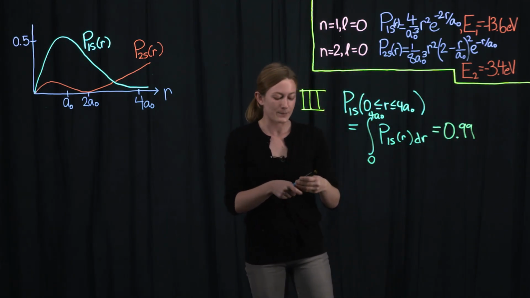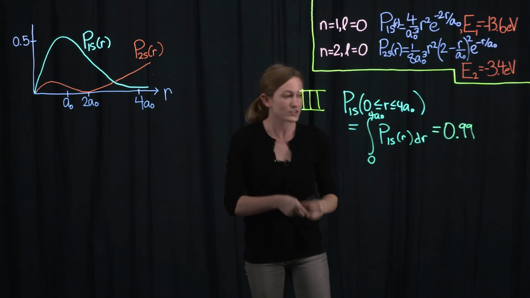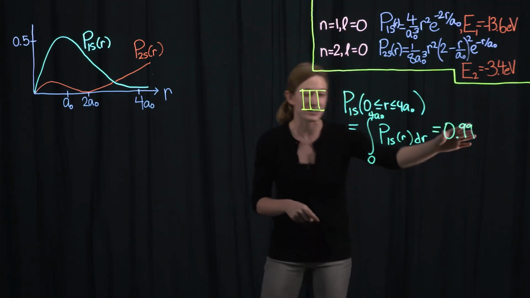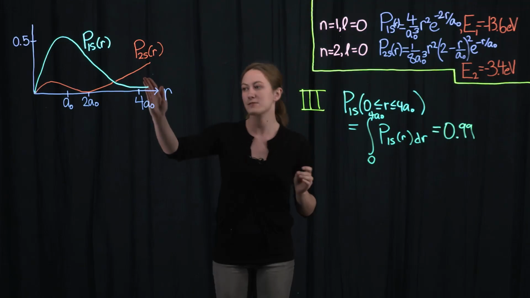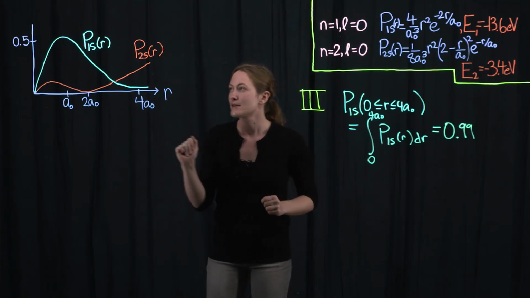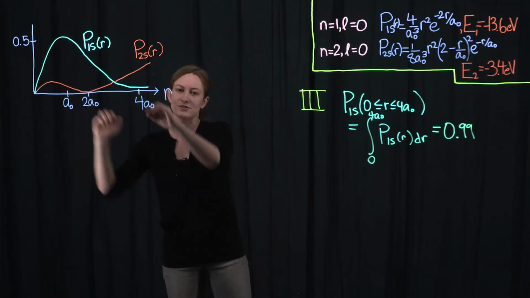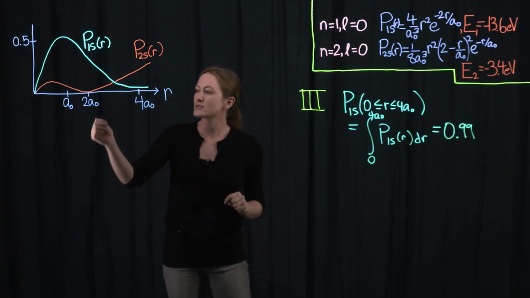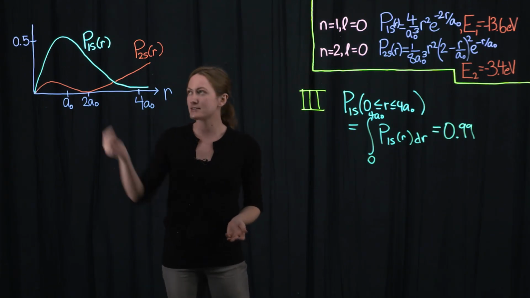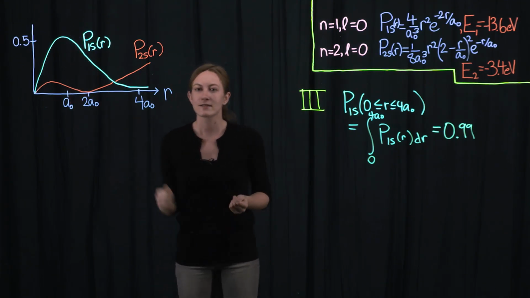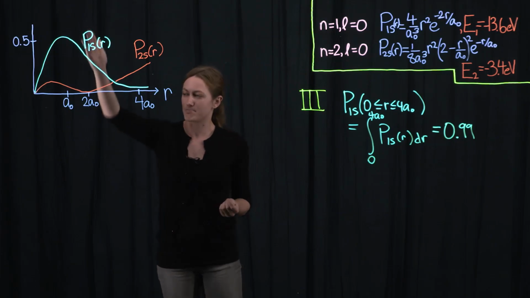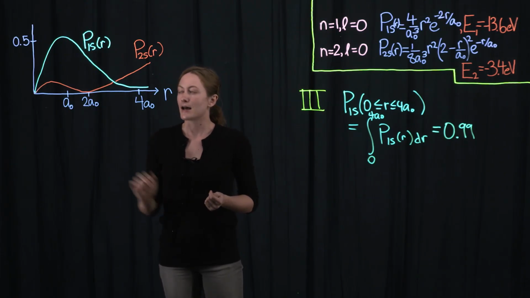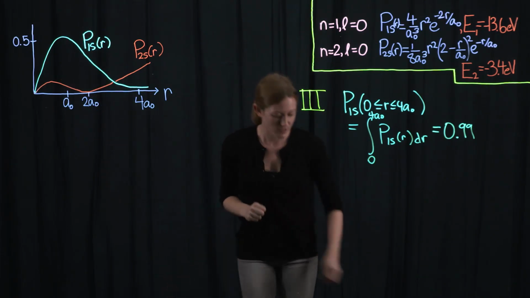The answer for the ground state is 0.99. So the point is, the electron has a 99% chance in the ground state of being found within a radius of 4 a naught, meaning most of its probability distribution happens before 4 a naught. This makes sense. We already know that the most probable place the electron will be found is at a naught. The average place it will be found is at 3/2 a naught. And there's only the single peak in this distribution.